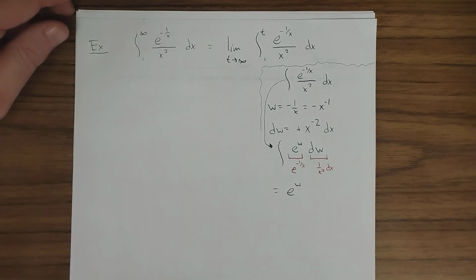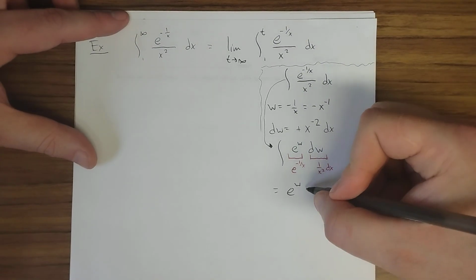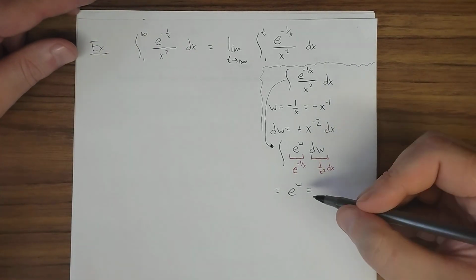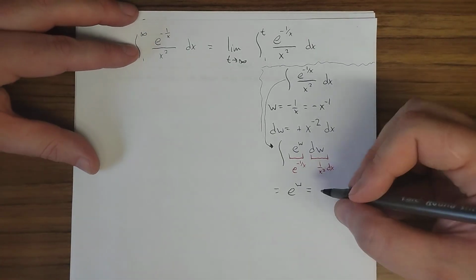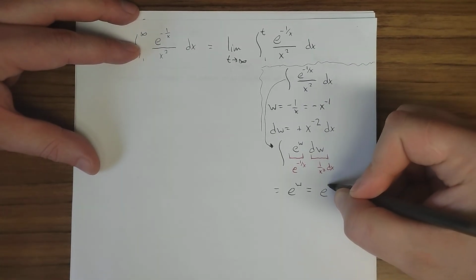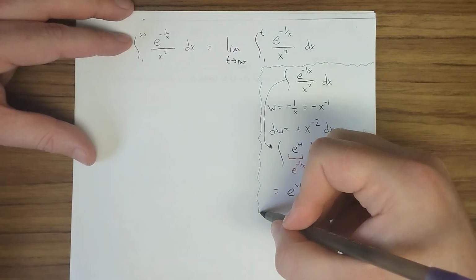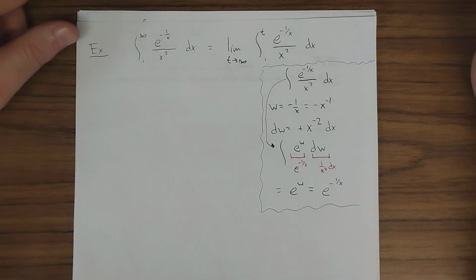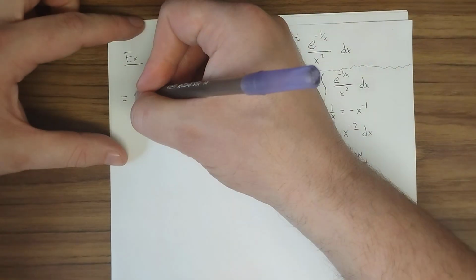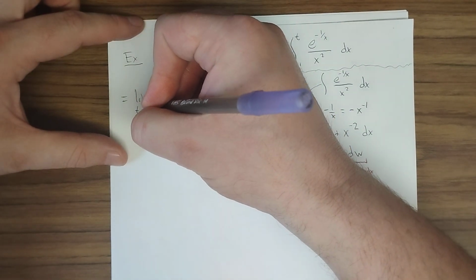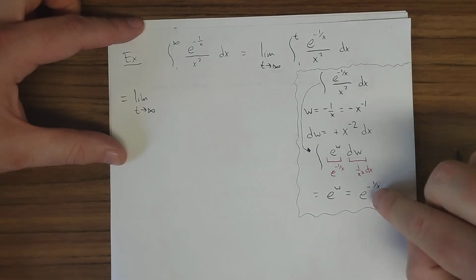Okay. And this is an easy antiderivative. That's just e to the w. And I'm not going to write plus c because we have limits of integration. So I'll just skip that. I do want to put my answer back in terms of x. So e to the negative 1 over x. All right. Let's go back to the big picture. So I have the limit, t goes to infinity. I just found this antiderivative, which is this.